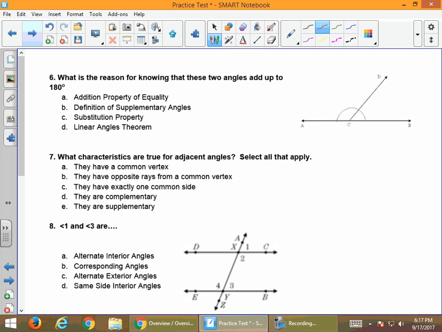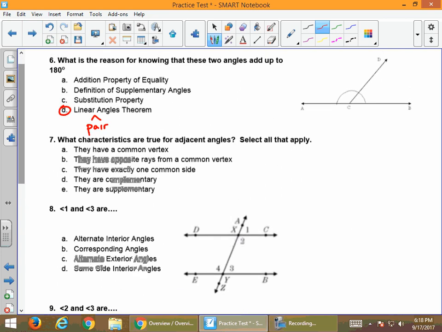Question number 6, what's the reason for knowing that two angles add up to 180 degrees? The addition of two angles to equal 180 degrees. That these two angles, looking at the picture, are two angles that make up a straight line. That is the linear angles theorem. You may actually see linear angles or maybe linear pair angles theorem, linear pair angle theorem, any of those kind of things will be all okay.